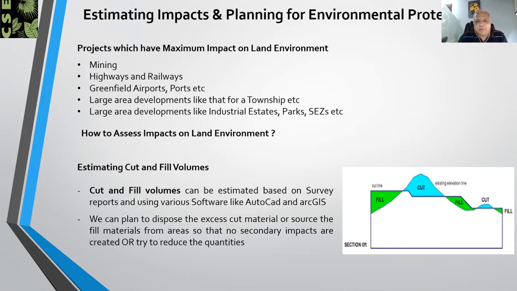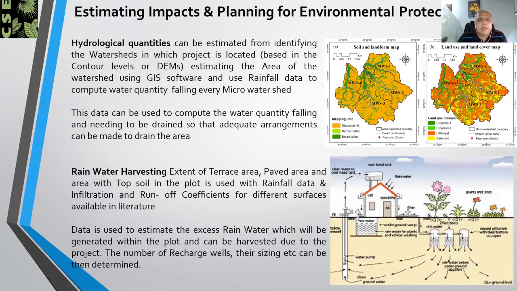Then, for estimating the quantity of water flowing, we can delineate various micro watersheds and landforms, and we have to study the various watersheds. Based on the contour levels or the digital elevation models, and then using GIS software and rainfall data, we can compute the water quantity which is falling over the micro watershed.